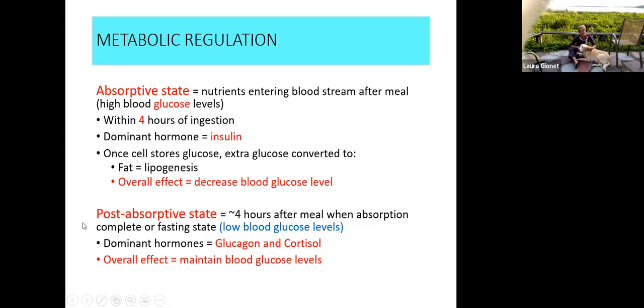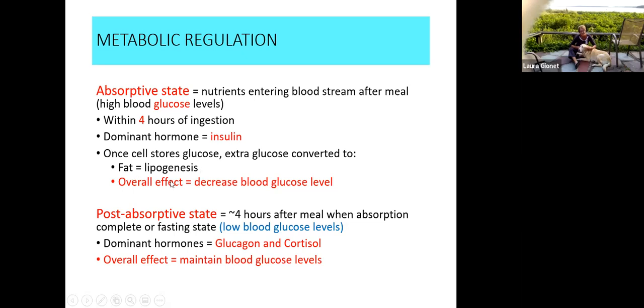Metabolic regulation, right? So we have these two different phases, and now we're about done, folks. We have what's called the absorptive phase and the post-absorptive phase. The absorptive phase is about the first 4 hours after you're ingesting food. So nutrients entering the bloodstream after a meal increase your blood glucose levels, generally within 4 hours of ingestion, right? The dominant hormone is going to be insulin. Shocker, right?